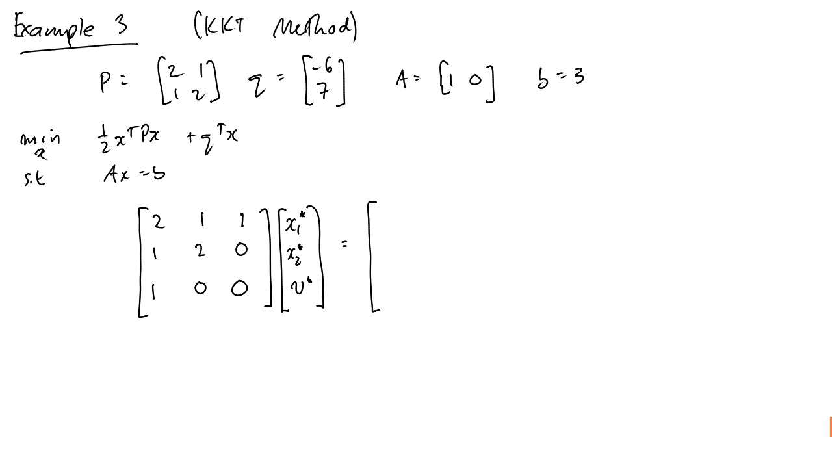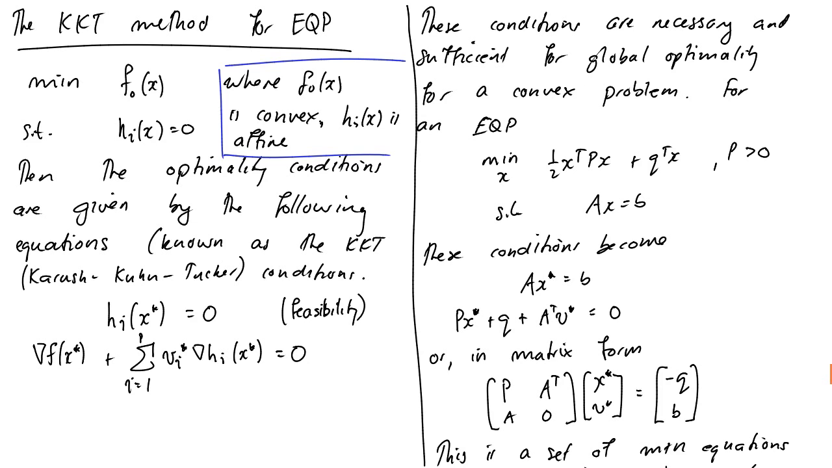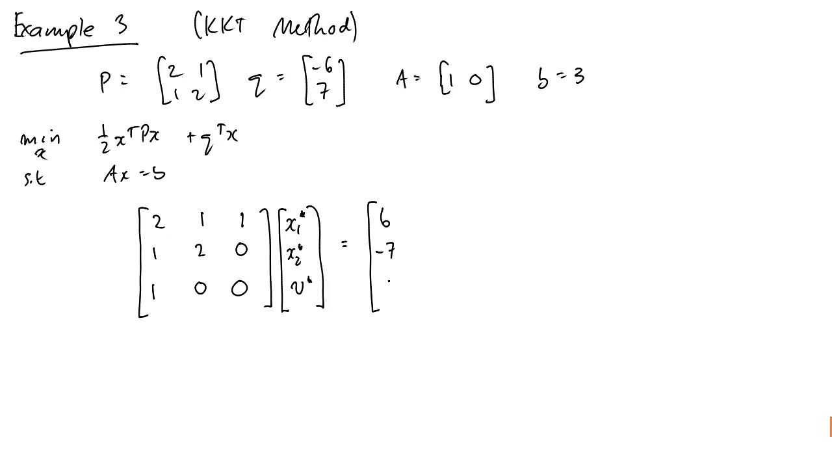On our right hand side, we have negative q, and then we have our b. Okay, now this is actually already in a kind of back to front row echelon form, so we can just solve this by substitution. You usually need to do a little bit of row operation or something first. x1 star is equal to 3.